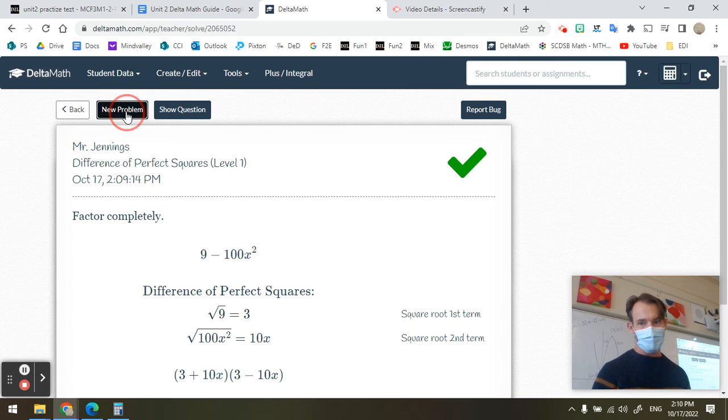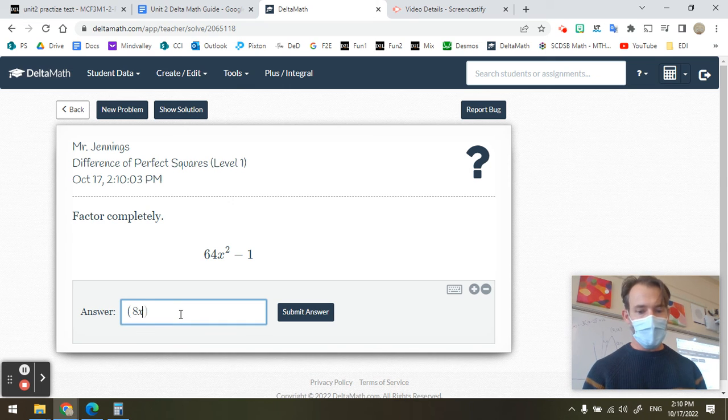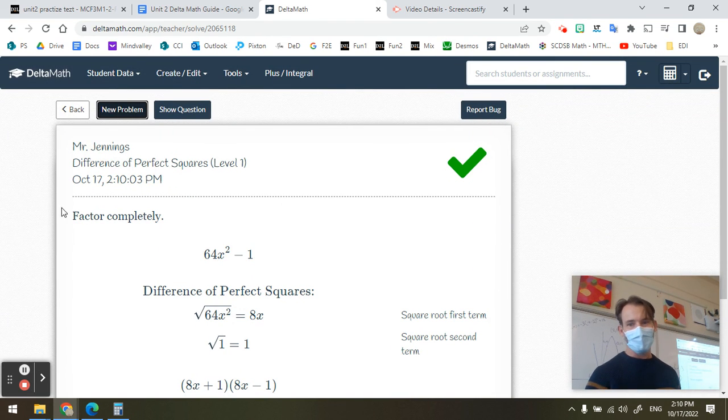Let's do one more example. Keep it a short video. 64x squared minus 1. 1 is a square. It's 1 squared. So this will be equal to 8x plus 1 multiplied by 8x minus 1. There you go. Yeah, so that's what that looks like.